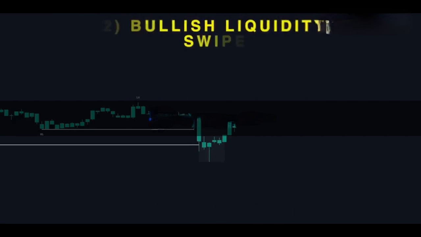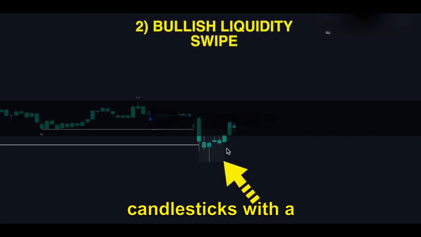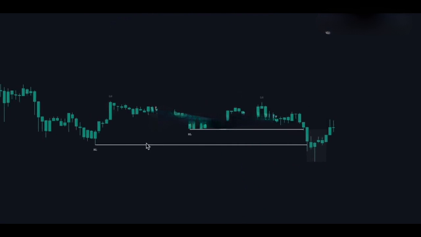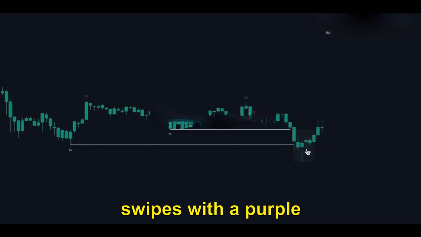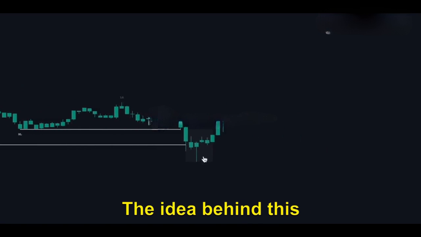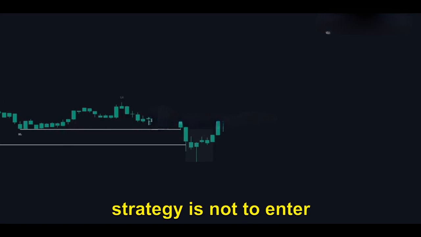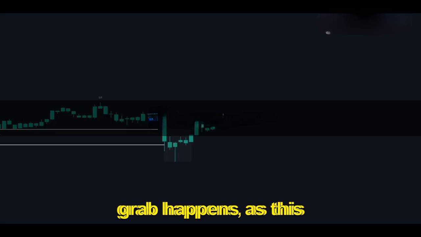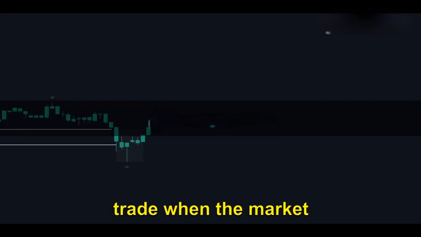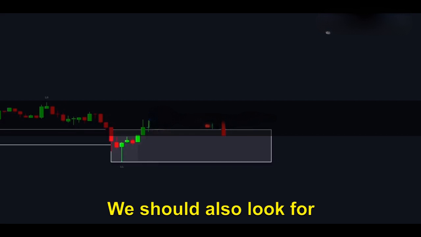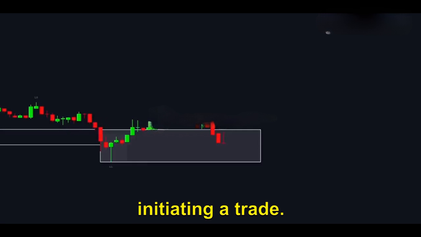Next, spot a bullish liquidity swipe. I'm talking about candlesticks with a green or gray background. All bearish liquidity swipes with a purple background should be ignored. The idea behind this strategy is not to enter a trade when a liquidity grab happens, as this could be quite risky. The strategy is to open a trade when the market returns to the price where the liquidity grab occurred. We should also look for buying pressure before initiating a trade.